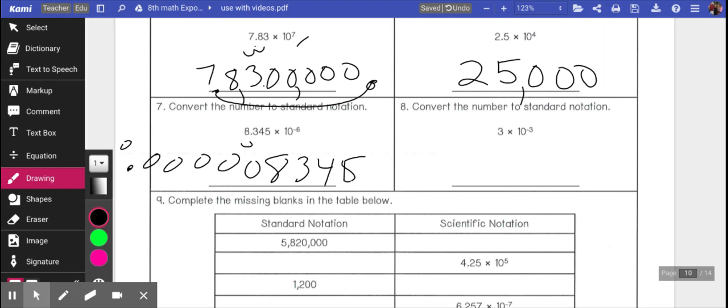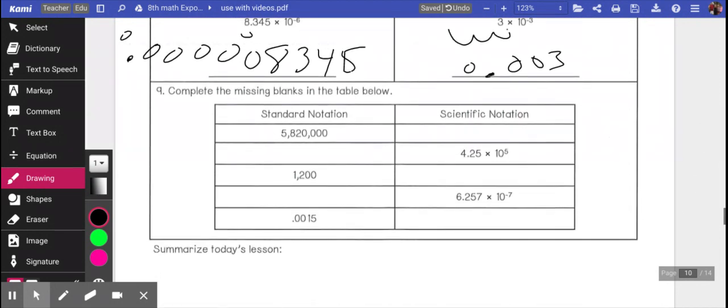Okay. The decimal point, if we don't see it, is on the end. So we're going to go 1, 2, 3. We're going to fill in 2 spaces, and we can put that 0 there if we need to. Okay, so you complete the missing blanks and then see if they match what I have.